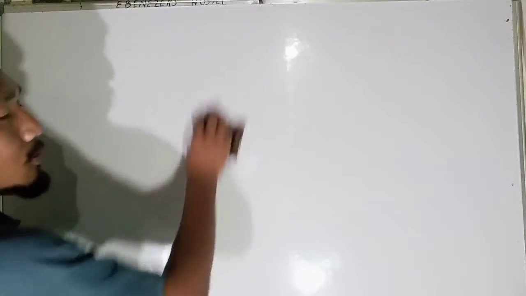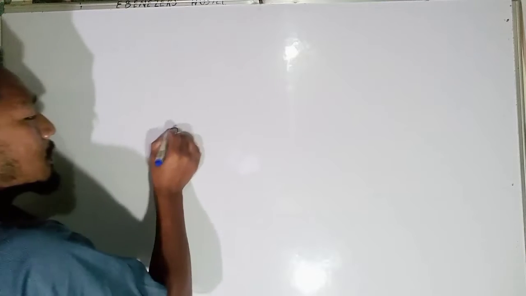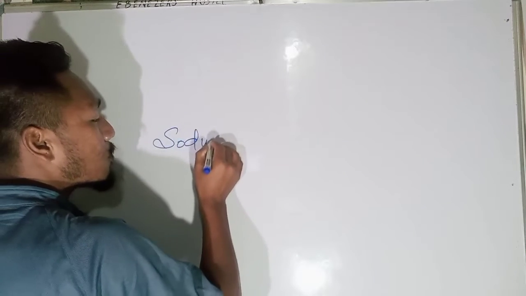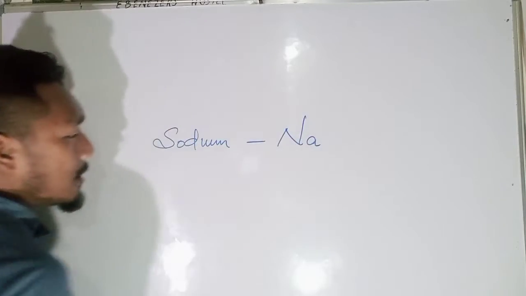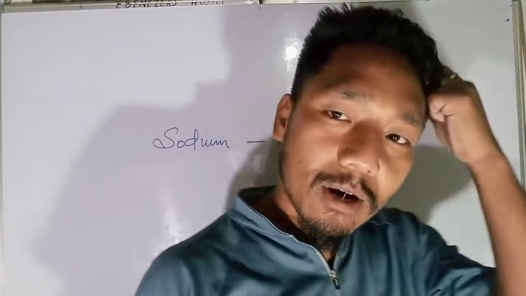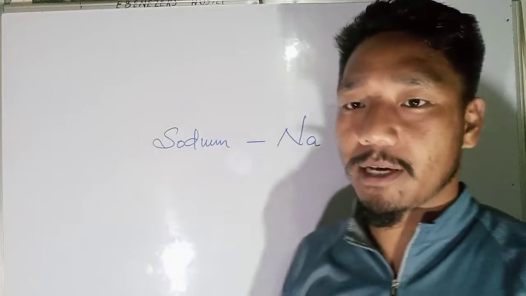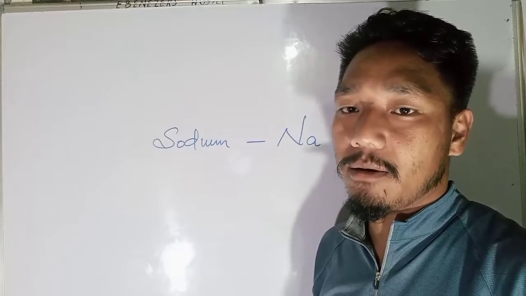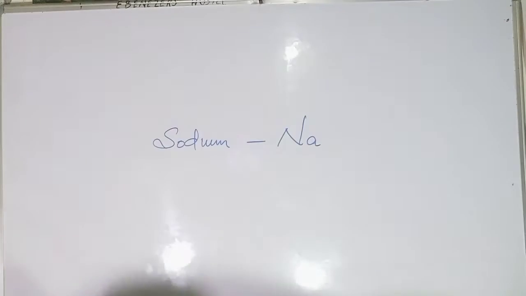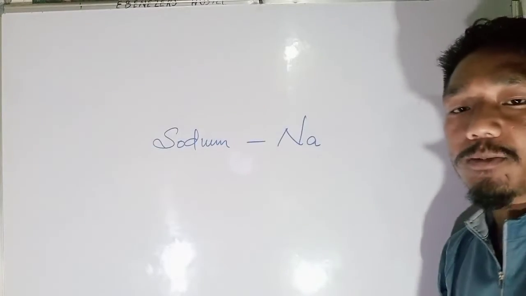Some of them write this way also. Sodium: we know that the formula of sodium is Na. Why Na? Because sodium is derived from the Latin word natrium, that is why Na. So N is a capital letter, and a is a small letter.